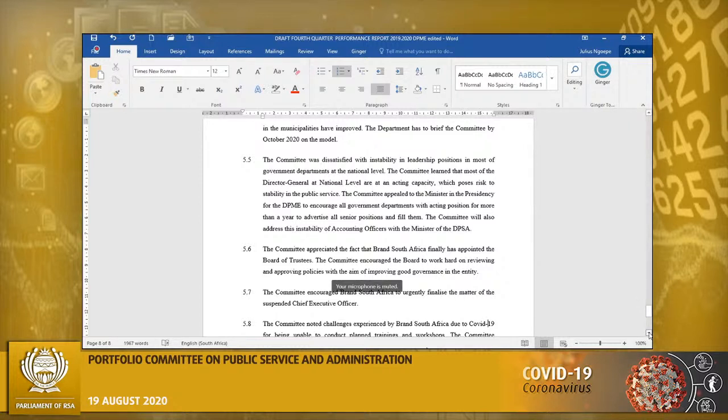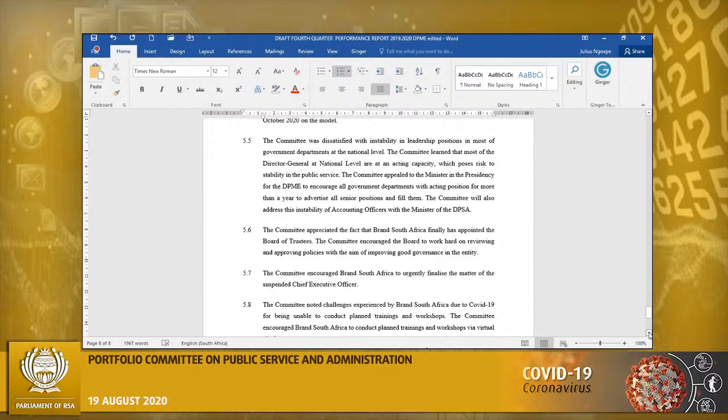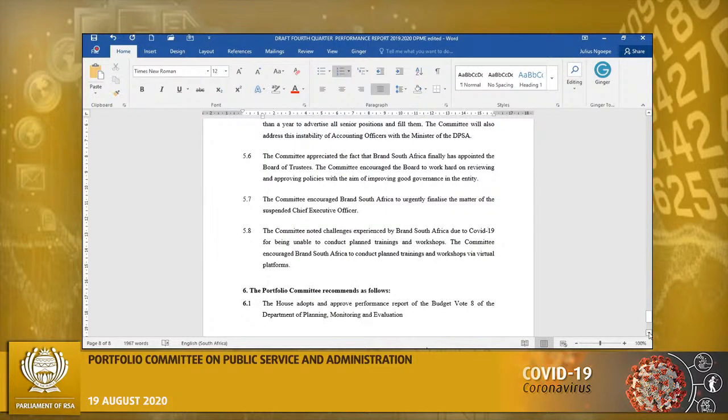5.6. The committee appreciates the fact that Brand South Africa has finally appointed the Board of Trustees. The committee encouraged the board to work hard on reviewing and approving policies with the aim of improving good governance in the entity. 5.7, the committee encouraged Brand South Africa to urgently finalize the matter of the suspended Chief Executive Officer. And then 5.8, the committee noted challenges experienced by Brand South Africa due to COVID-19 for being unable to conduct planned trainings and workshops. The committee encouraged Brand South Africa to conduct planned trainings and workshops via virtual platforms.